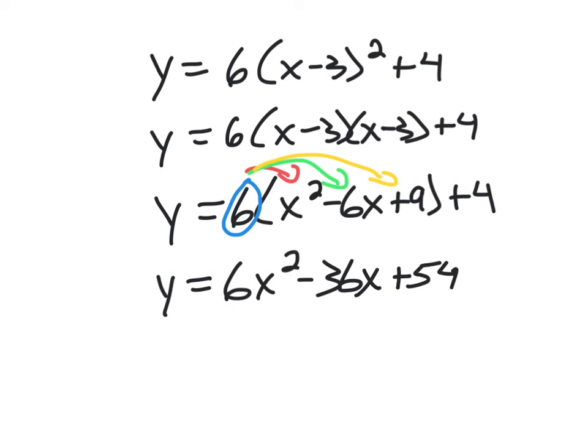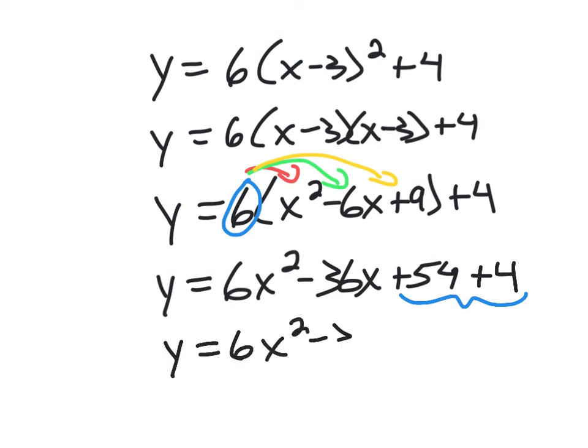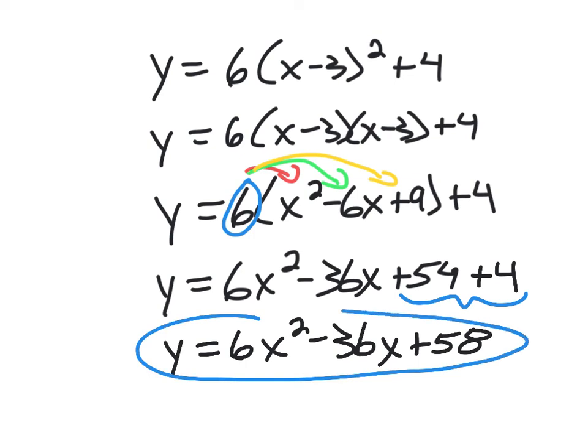And then we also had to bring down this plus 4 from the original vertex form. And then finally, the last thing we have to do is just combine these like terms. 54 plus 4 is 58. So y equals 6x squared minus 36x plus 58. And that is your final answer. I think in Delta Math, you plug in 6x squared minus 36x plus 58.